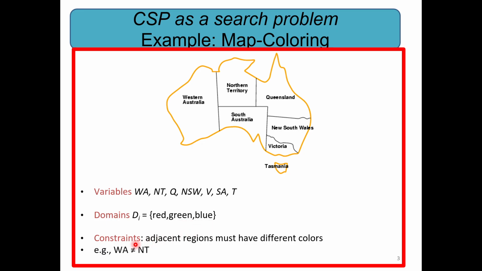The constraint here is that adjacent regions should not have the same colors. That means if we color this one red, then this one should not be red, and this one should not be red. If it's red, then NT may be green or blue. If it's green, that should be blue. Like that we are going to color.